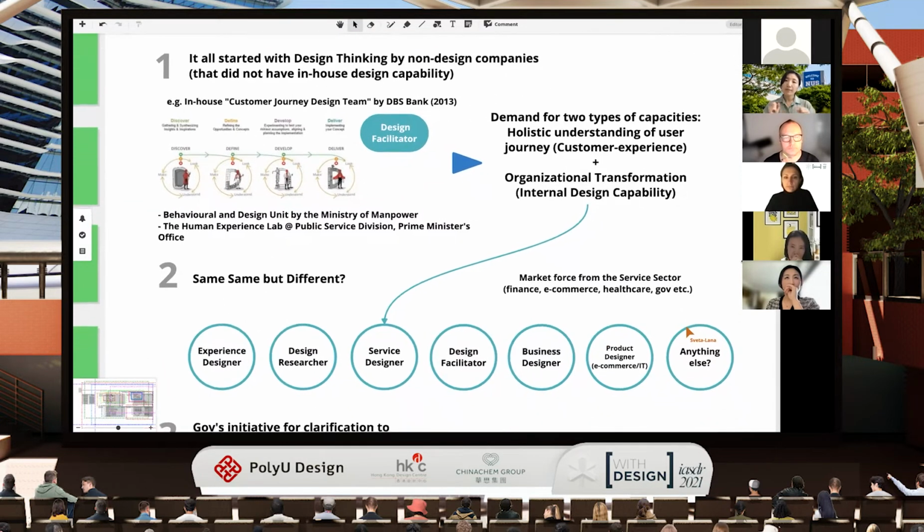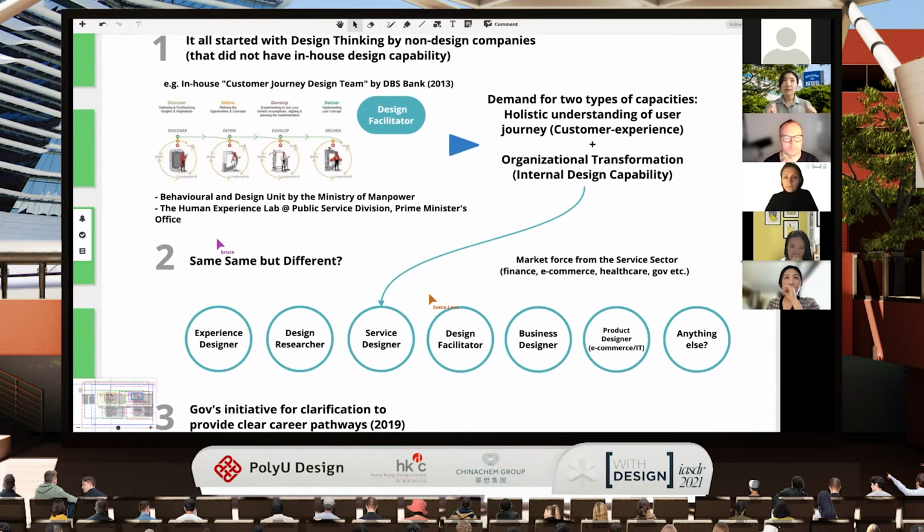But all these initiatives actually made the companies and the government organizations realize and focus on the demands for two capacities. One is the holistic understanding of user journey, the customer experience side, and another is someone who has a capability for organizational transformation, meaning someone who can build internal design capability.